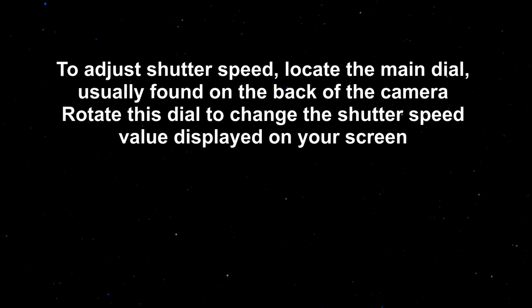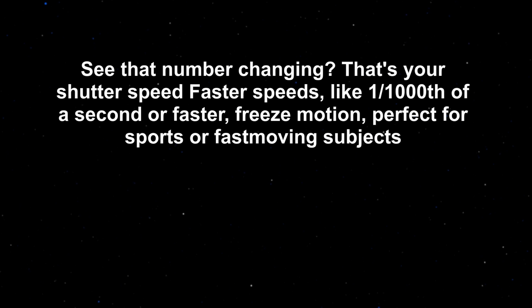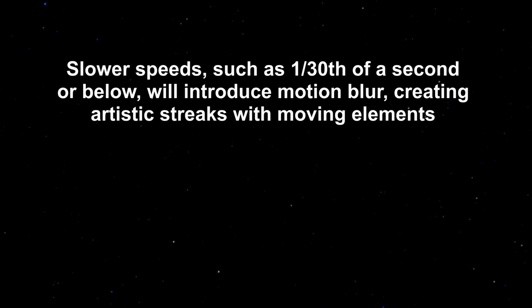To adjust shutter speed, locate the main dial, usually found on the back of the camera. Rotate this dial to change the shutter speed value displayed on your screen. See that number changing? That's your shutter speed. Faster speeds, like 1/1000th of a second or faster, freeze motion, perfect for sports or fast-moving subjects. Slower speeds, such as 1/30th of a second or below, will introduce motion blur, creating artistic streaks with moving elements.